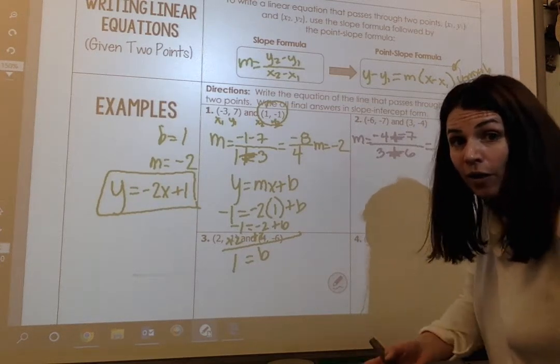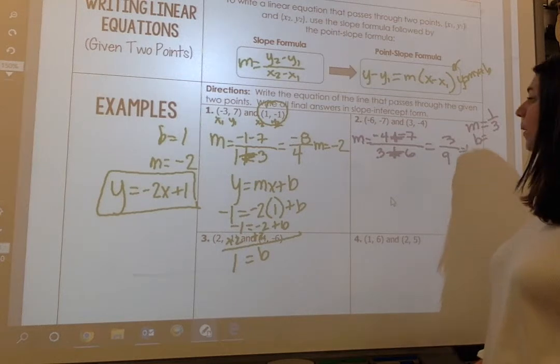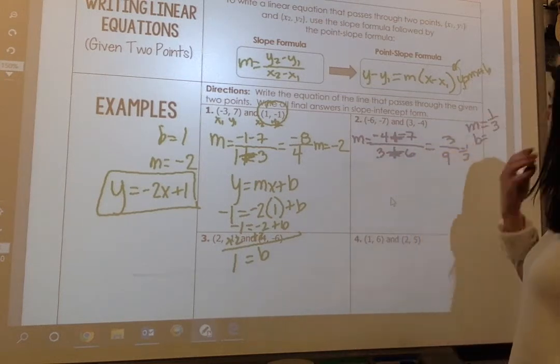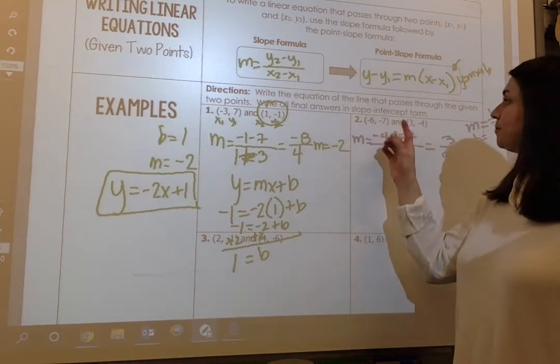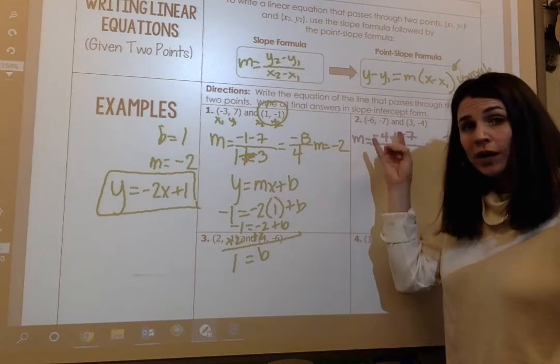I'm halfway there. I just need to find the beginning point. We'll use the formula on this one. So let's say I want to use the formula. Does it matter which point I use?